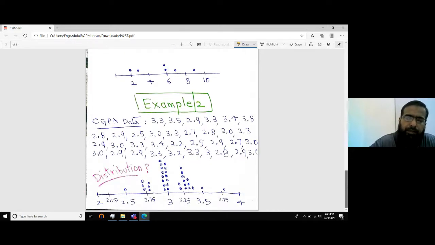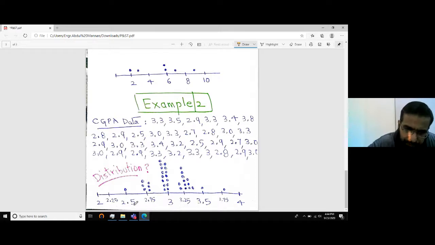Right, there is another example of plotting a dot plot. Suppose we are given this data of CGPA for the 2K18 batch, maybe for section A. Suppose this is the data for 2K18 BMET section A. So the first guy has obtained a CGPA equal to 3.3, the next guy 3.5, and so on. So how would you plot a dot plot for this given data?